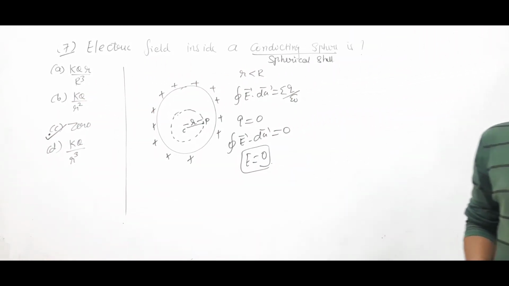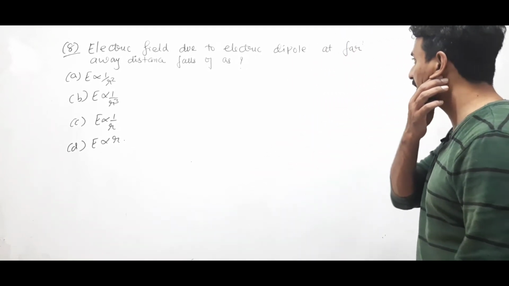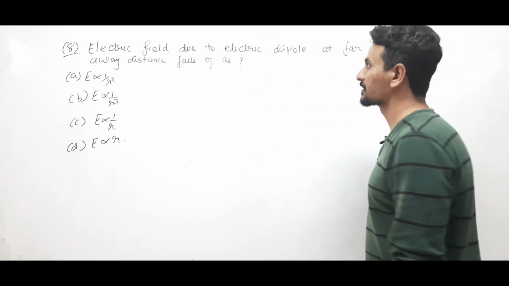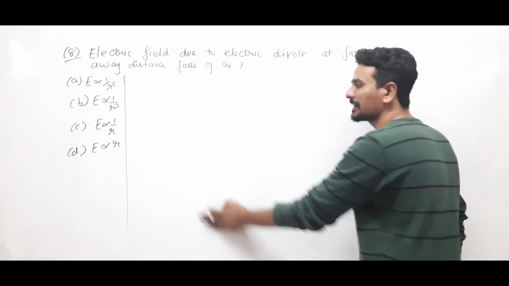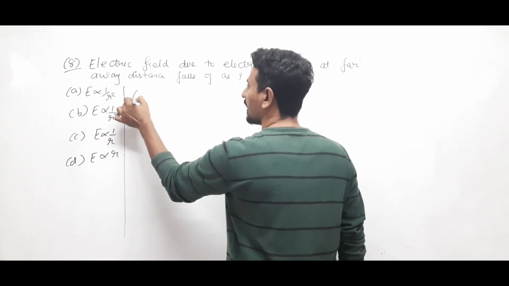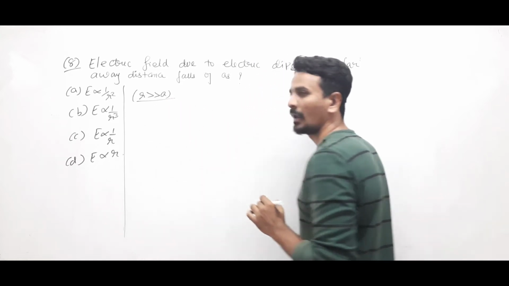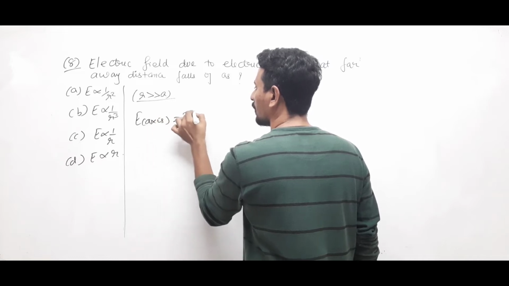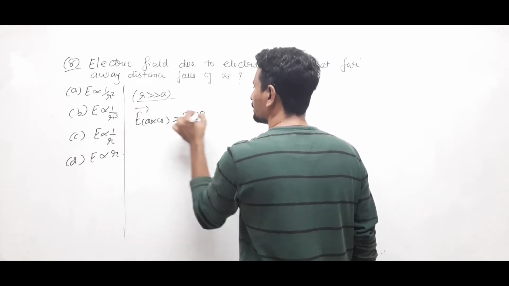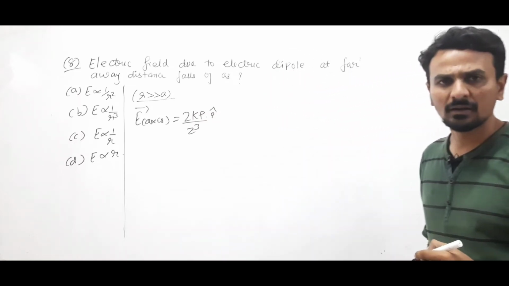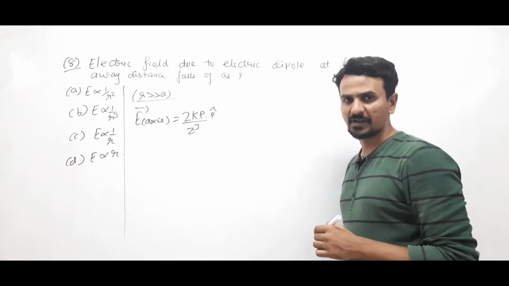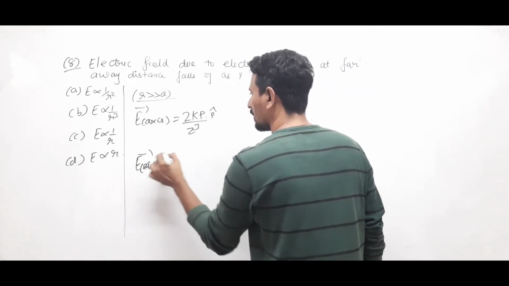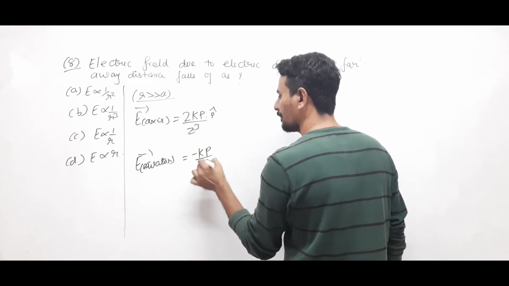Okay, the next one. The eighth one, electric field due to electric dipole at far away distance falls off as, okay, so for a dipole at far away distance means we'll take r greater than a. Right? So electric field for a dipole along the axis was 2kp by z cube. This was the formula to calculate electric field because of dipole along the axis, and along the equator it is minus kp by y cube p caret.